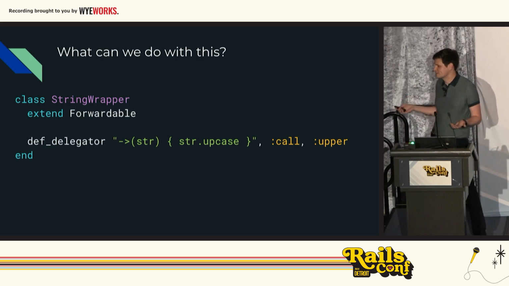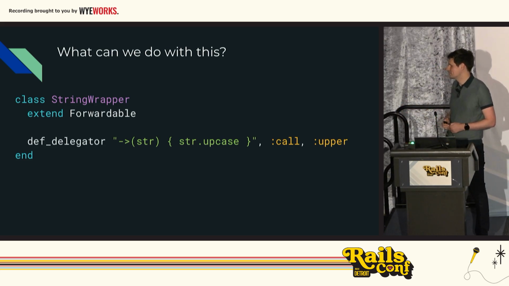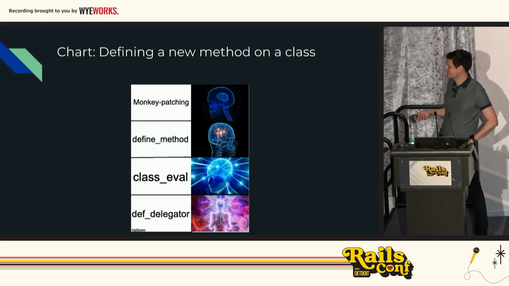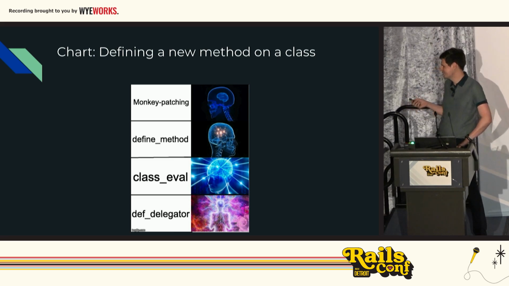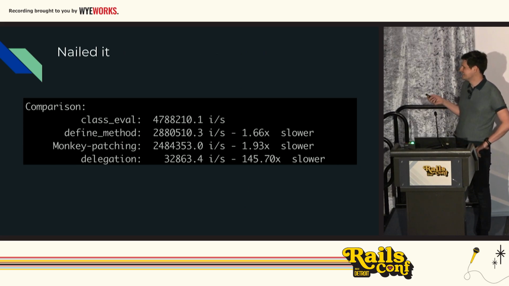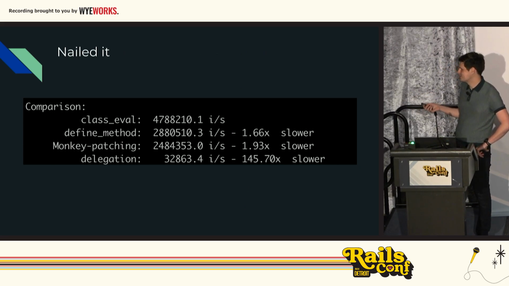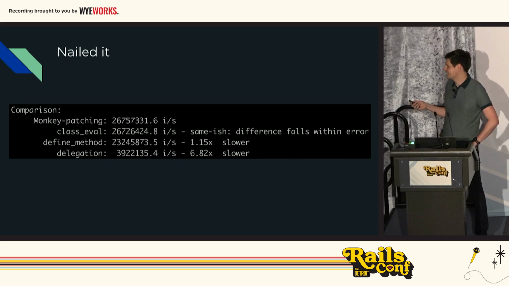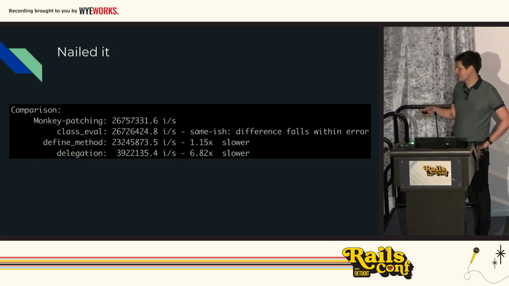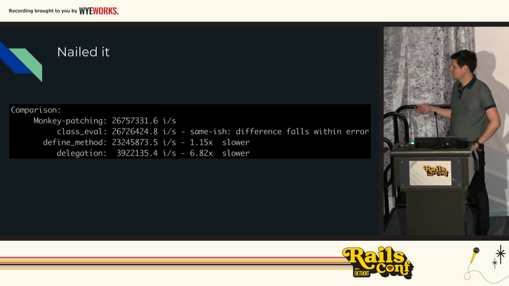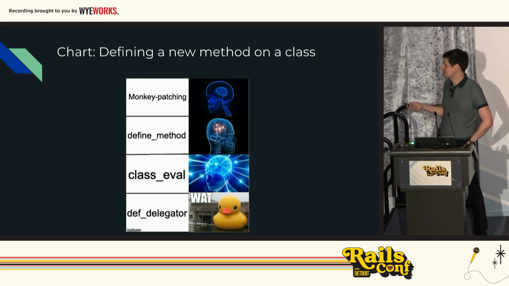So really, this kind of reminded me of the previous topic. And look at this. We've got def_delegator for defining a new method on a class. Nailed it. Perfect. However, when we look at the performance of this, it is awful. 146 times slower than our good friend class_eval. And when we're calling the method, it's almost 7 times slower through that delegation. So really, our chart should probably look more like this.